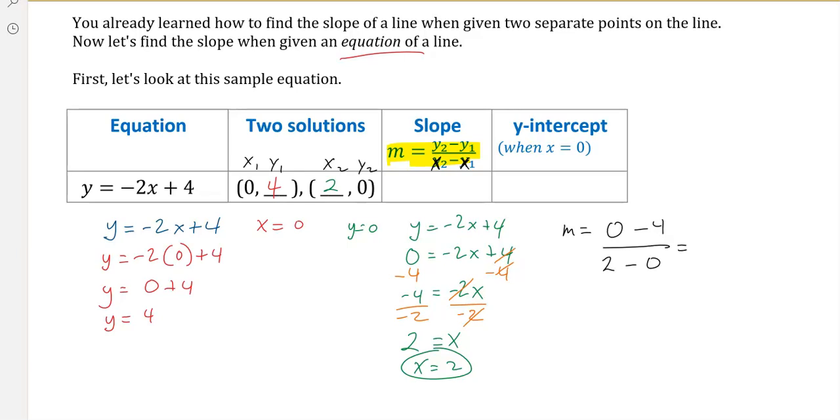All right, now 0 minus 4 is negative 4, and 2 minus 0 is 2. Now what is negative 4 divided by 2? It's negative 2. So our slope, after using the slope formula, we find that the slope is negative 2. Awesome. Now, the extra information here, the y-intercept when x equals 0, well, we did that over here. When x equals 0, y was 4.